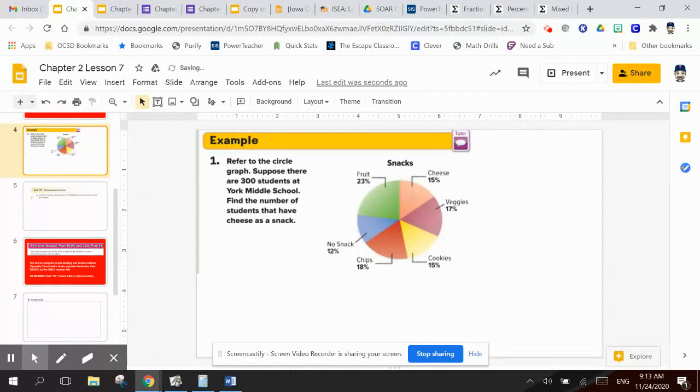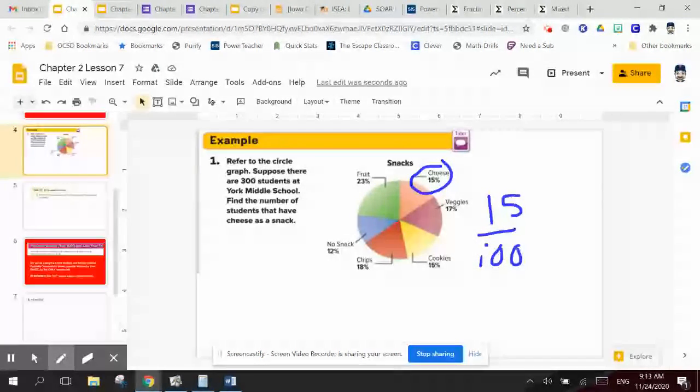So when we look at example number 1, it says refer to the circle. Suppose there are 300 students at your York Middle School. Find the number of students who have cheese as a snack. So when we look at our diagram, we're looking for cheese. Here it says that cheese is at 15%. Well, that's 15% as a fraction is 15 over 100. We're going to use 300 middle school students as my total.